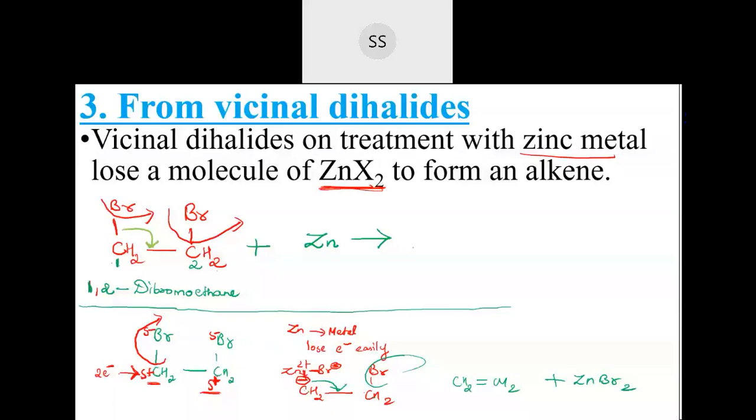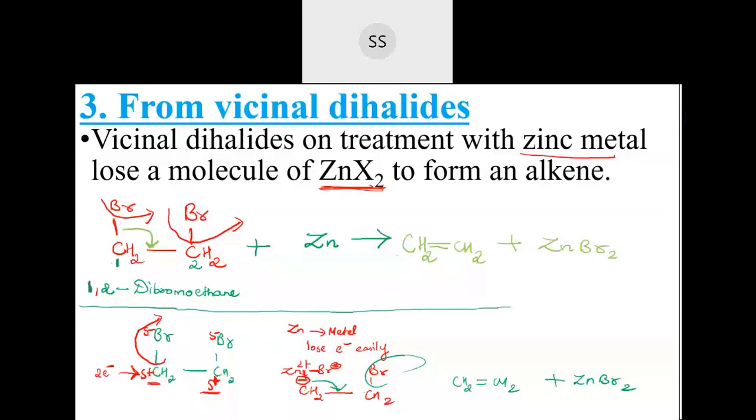So the product will be CH2, then double bond, single bond was there, then double bond, then CH2, plus the eliminated salt, that is ZnBr2. Done. So this is the product we are supposed to get from vicinal dihalide. This is how the elimination takes place. That happens because of a highly reactive metal like zinc. If you want one more example, we can take one now.